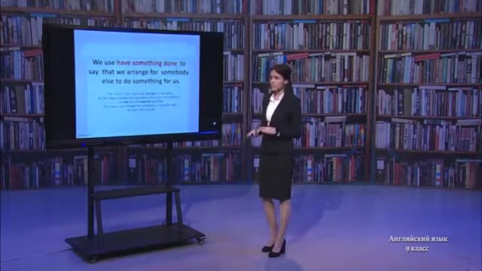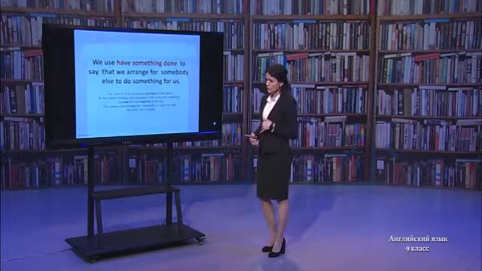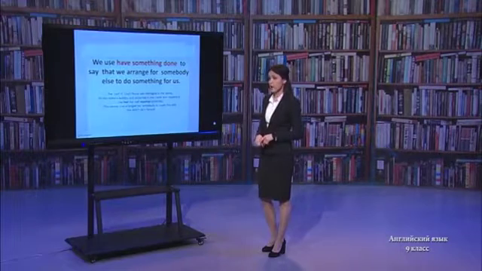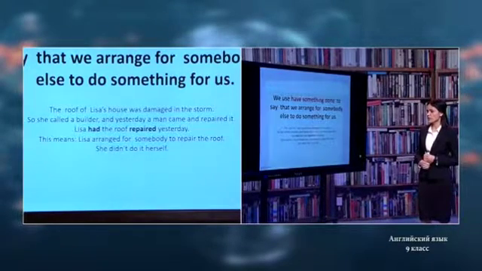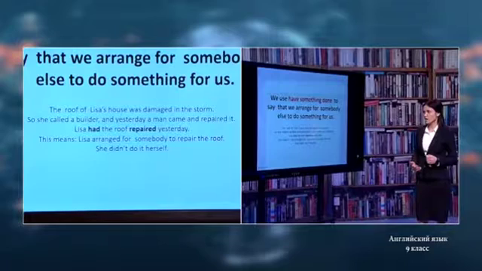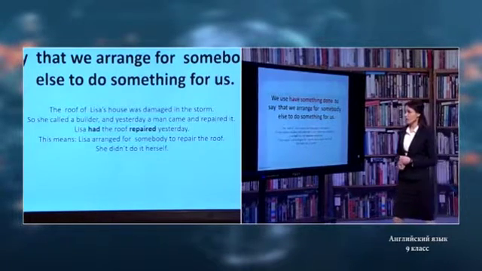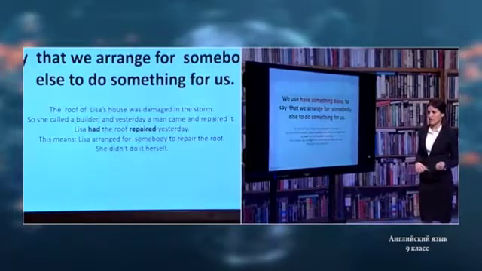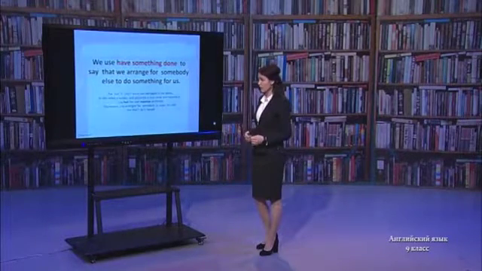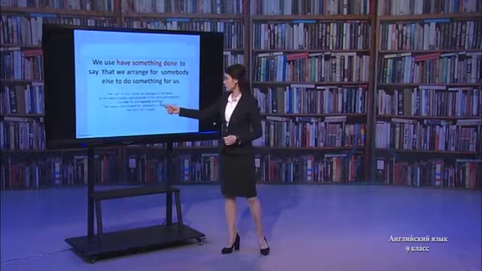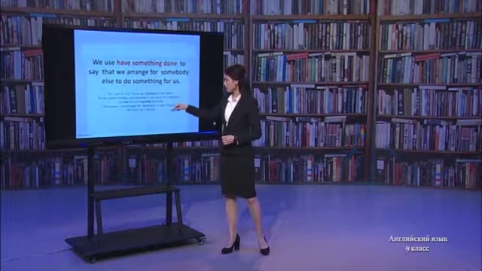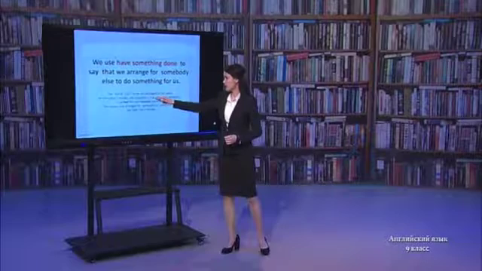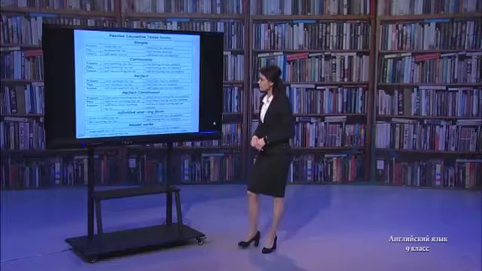That means she didn't do it herself. She called somebody and a man came to her house and repaired it for her. That means she can't do it because she is not able to do it. She can ask somebody, for example, a friend, a husband, a dad, or another person who can do it better than her. Lisa arranged for somebody to repair the roof. In the end, she didn't do it herself. That's why Lisa had the roof repaired yesterday.